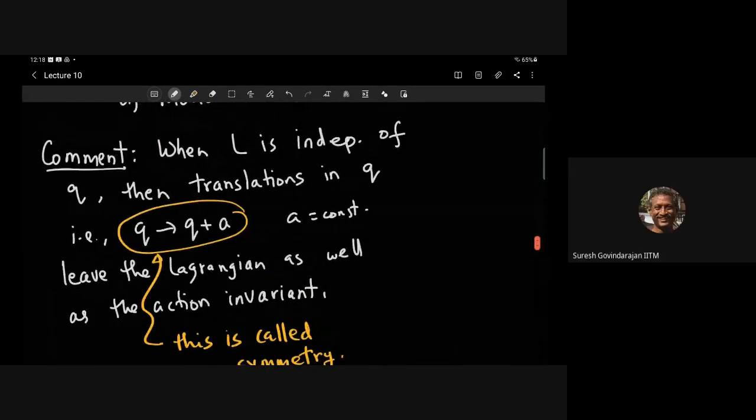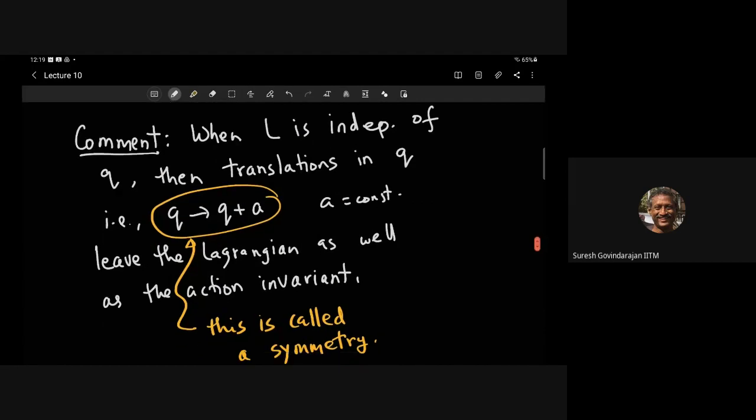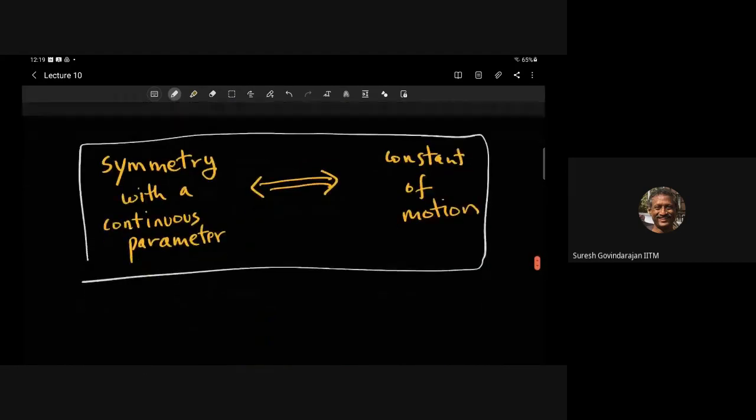Right? It can take a continuum set of values. So A can take all real values. Yes, sir. Okay. Thank you, sir. So sometimes there'll be some symmetry where A can be only plus one and minus one. That will not lead to a constant of motion. That's all I'm saying.